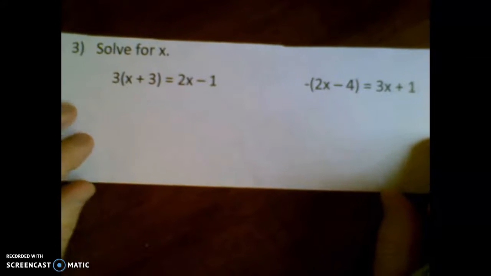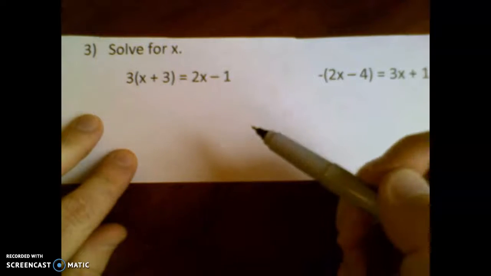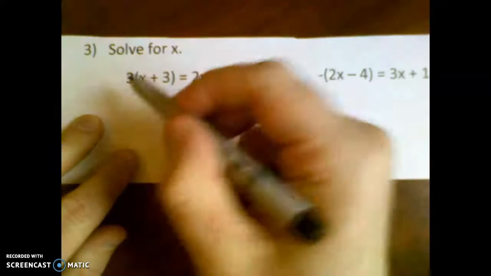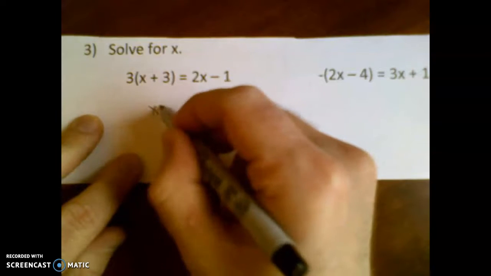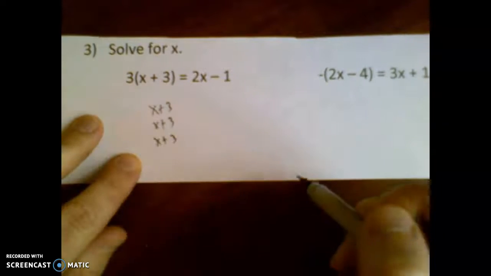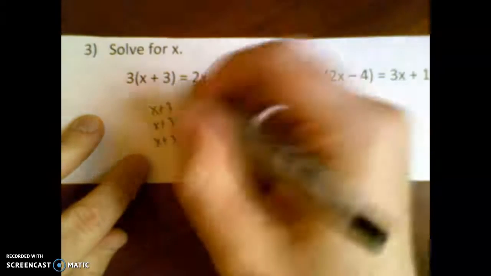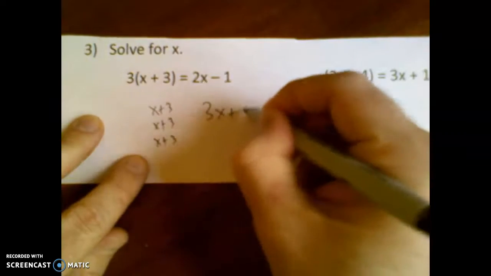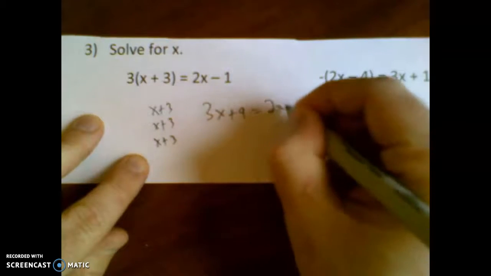And the third question, the first one for number 3, we need a little distributive property before we start solving for x. So this 3 tells you there are 3 groups of x plus 3. So there's 1, 2, there's 3 groups of them. So this is the same thing as saying you have 3 x's plus 3, 6, 9. So this turns into that equals 2x minus 1.